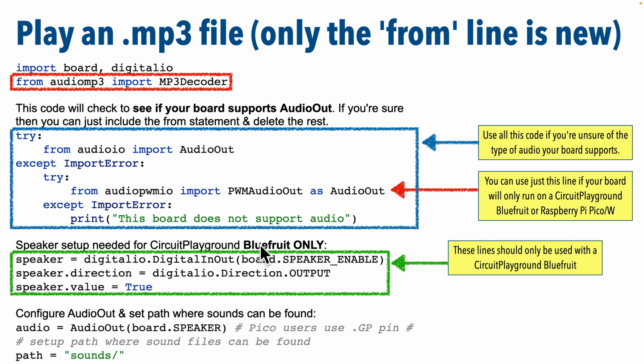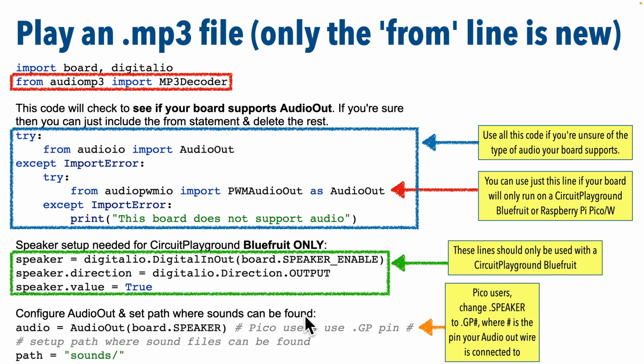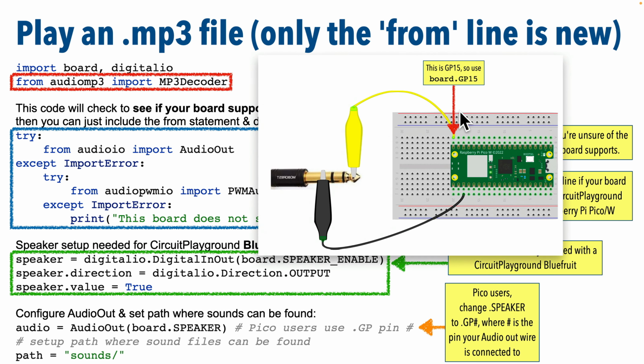These next 3 lines of code are specific to the CircuitPlayground boards. If you want to use the internal speaker on these boards, you need to include these lines, but do not include them on the Pico or other boards. Then down here, we create the audio out object. We always call this audio, and note that board.speaker is what we use on the CircuitPlayground Bluefruit or CPB. For the Pico, you would instead say board.GP, followed by whatever pin number you're using for your audio out.